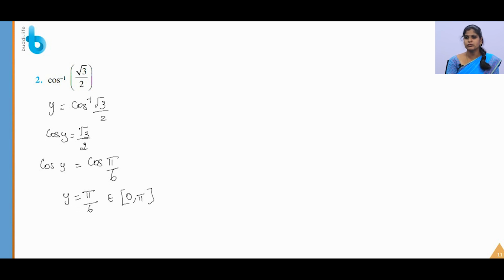Okay. So, by referring to the theta table, that is the cos trigonometric values for different angles, and by referring to the principal value table we are using here, hence the answer, that is y equal to pi by 6, is the principal value. Okay, so that's all the problem.